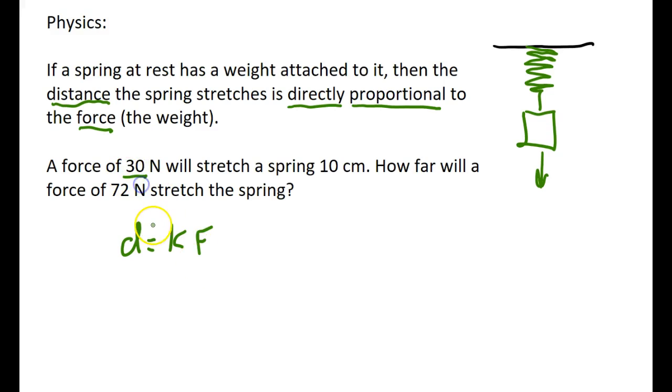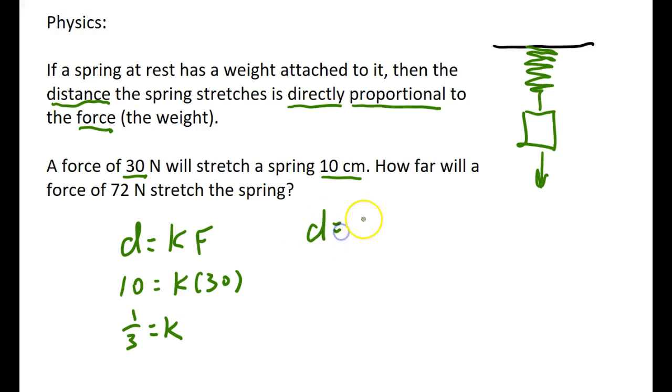So it says that a force of 30 will stretch a spring 10 centimeters. Okay, 10 is equal to K times 30. So that means K is 1/3. So here's our equation. D equals 1/3 F. Now we can answer the question, how far will a force of 72 newtons stretch the spring? So distance is equal to 1/3 times 72, and 3 goes into 72, 26 times. So that means that 72 newtons will stretch a spring 26 centimeters.